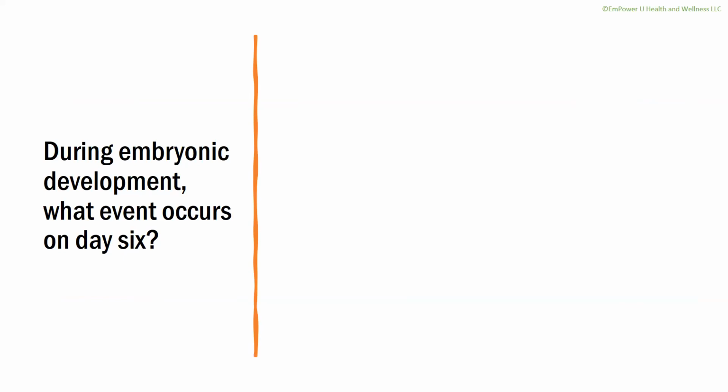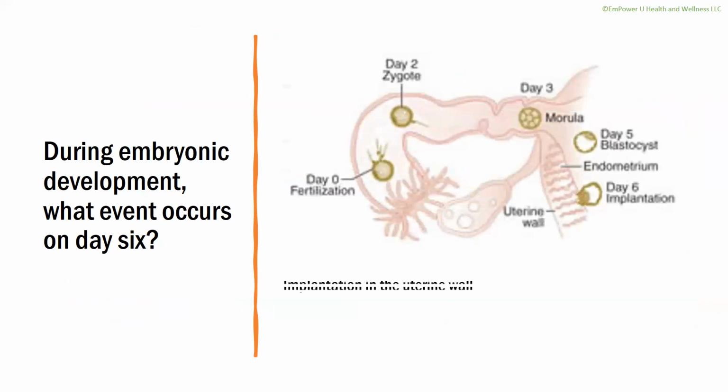All right, we'll see if we have it. During embryonic development, what event occurs on day 6? Implantation. It sticks on day 6. Implantation. Yes, don't write sticks, but yes, implantation. We implant on day 6 in the uterine wall.